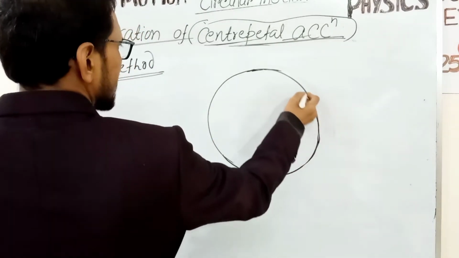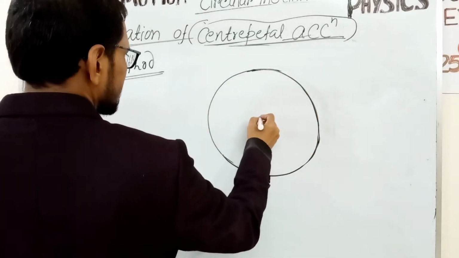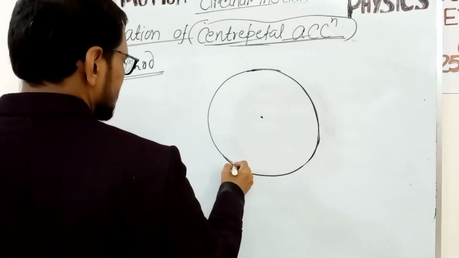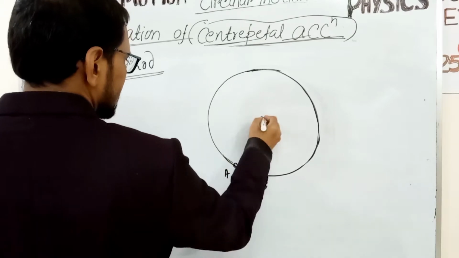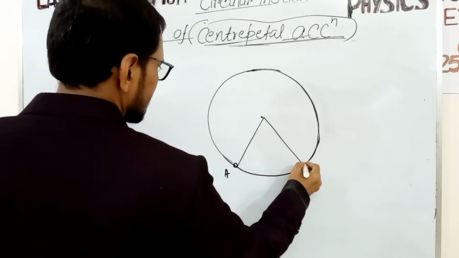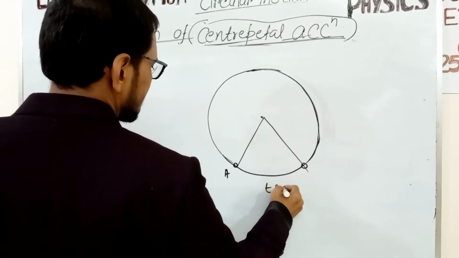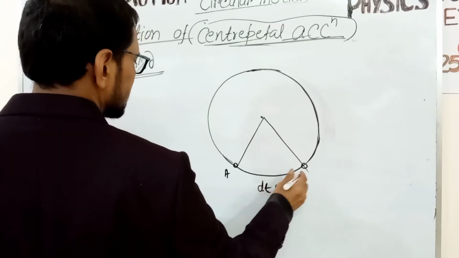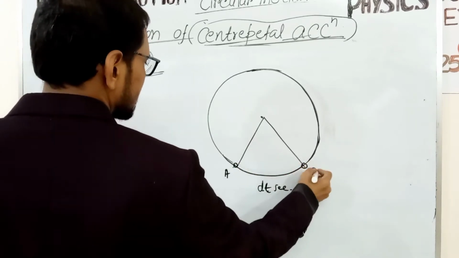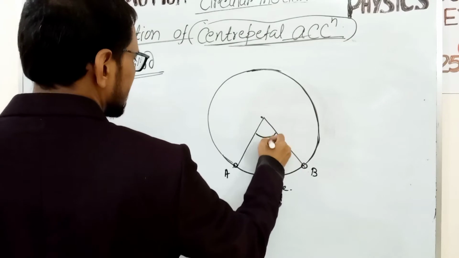Suppose a body rotates in a circular path. Center of the circle is this. Suppose the body is here at A, and after dt second, the body reaches here, and the angle produced is d theta.